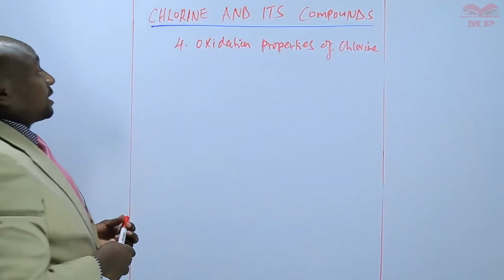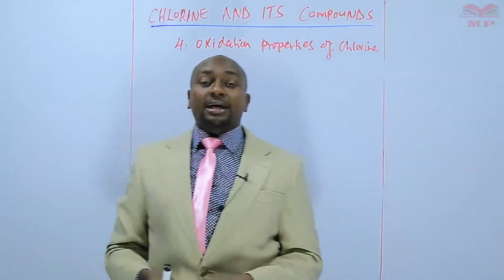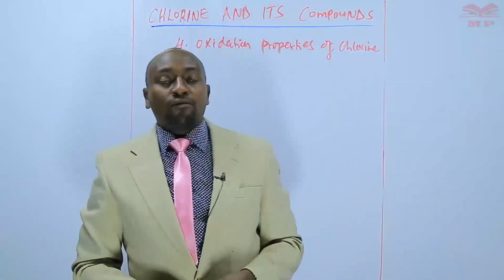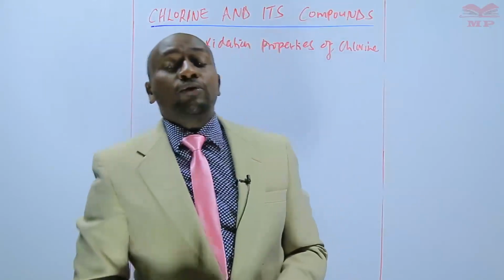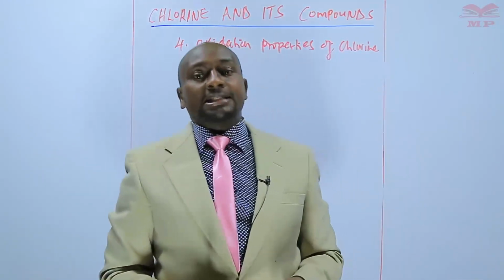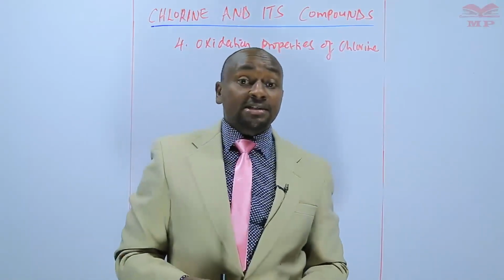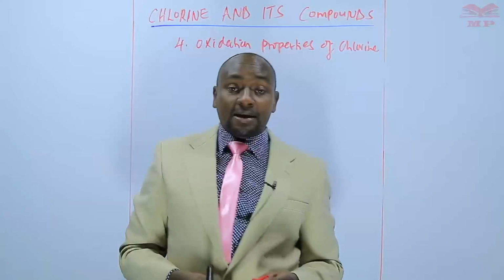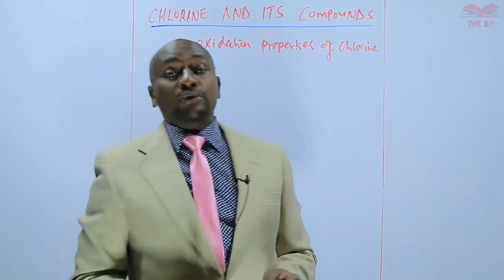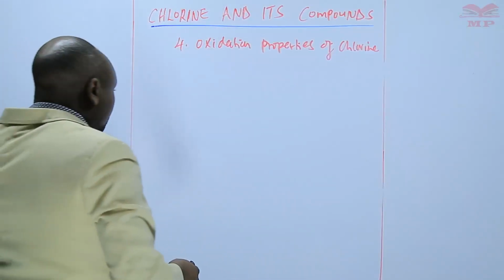So we can say that chlorine is an oxidizing agent and it can oxidize a number of substances. For instance, if we have metal sulfides, those metal sulfides are oxidized to metal sulfates by chlorine. So in that case, chlorine becomes an oxidizing agent. So we can have an example.